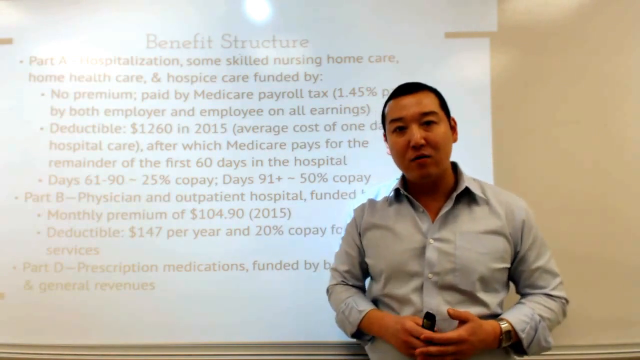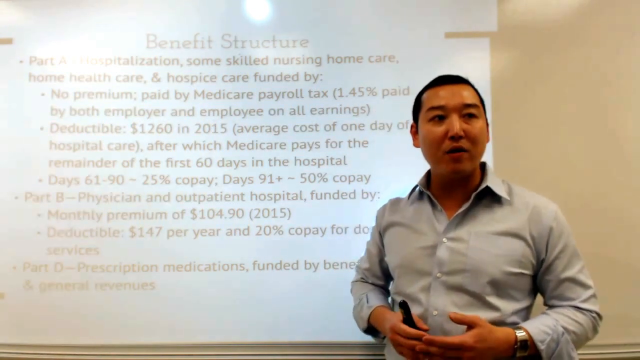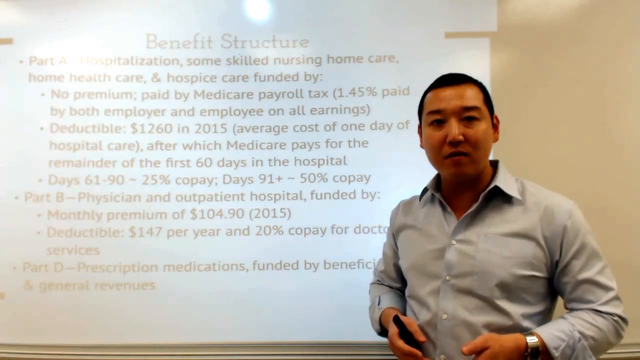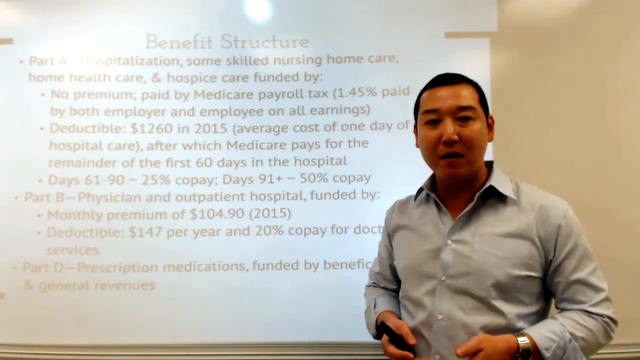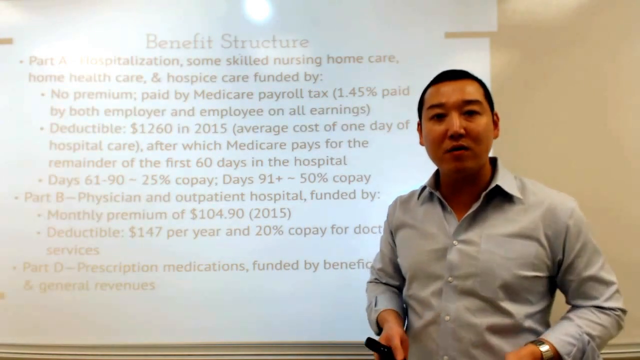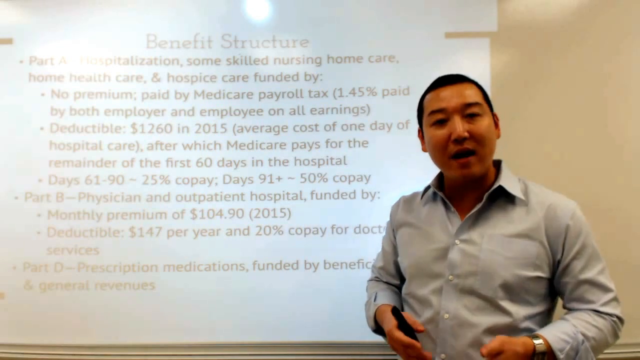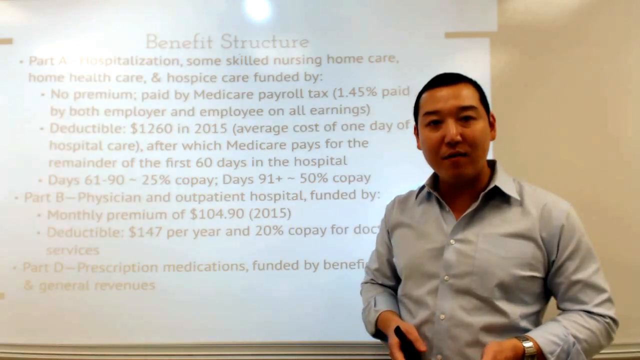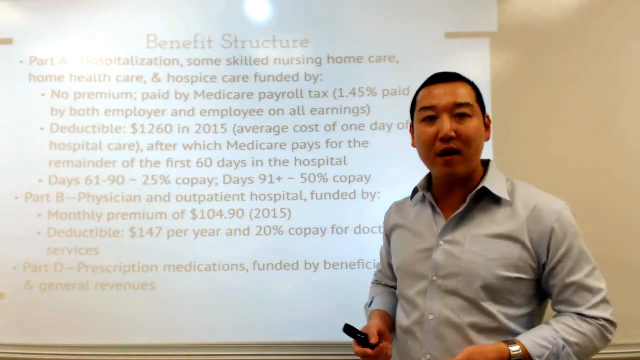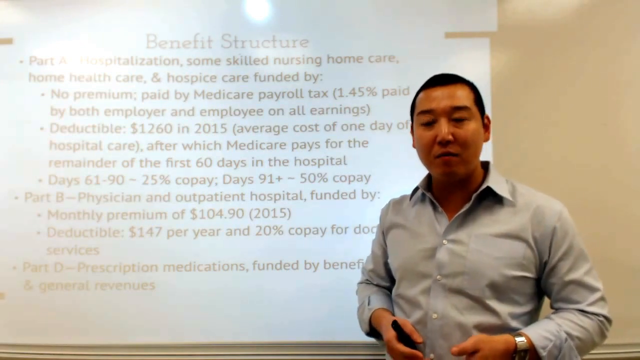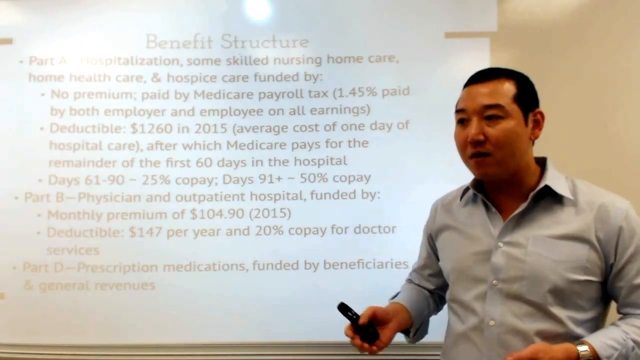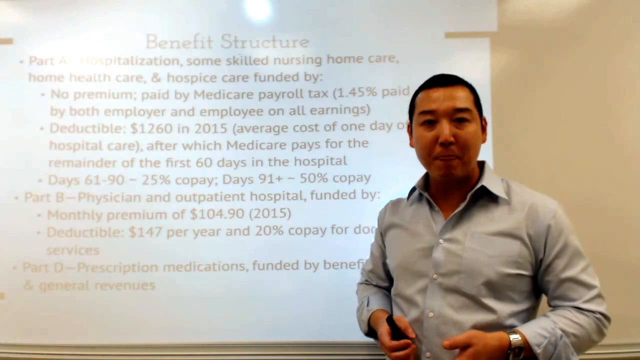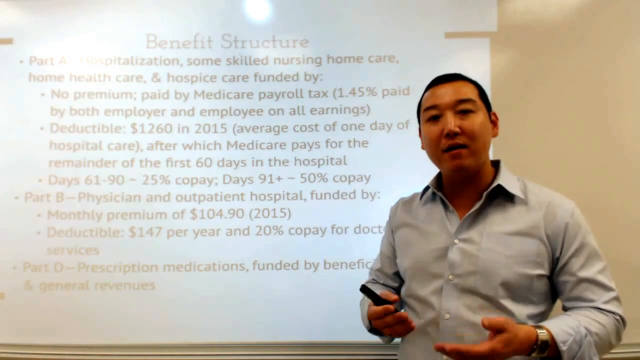That's Part A, and so Part B is referring to your doctor services or doctor visits and your outpatient services. And so if we're thinking once again about what you would end up paying for the different services, there is a premium here. So your regular contributions that you've made over your lifetime for Part A does not give you automatic coverage under Part B or Part D for that matter. You have to pay extra. You pay a premium, $104.90 for 2015.